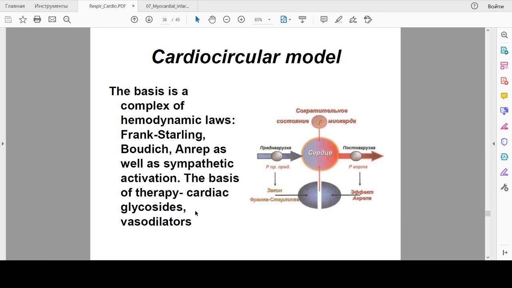what about therapy? Cardiac glycosides are still here, because according to the Frank-Starling law, they allow myocardial fibers to be stretched appropriately to contract better, and also additionally we use vasodilators to prevent excessive preload of the heart and to prevent excessive overload of myocardium.